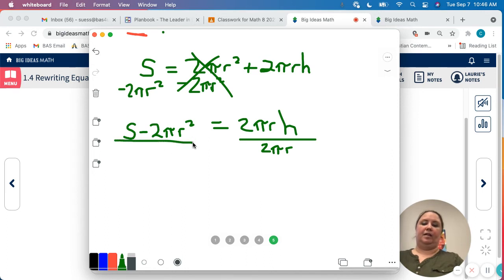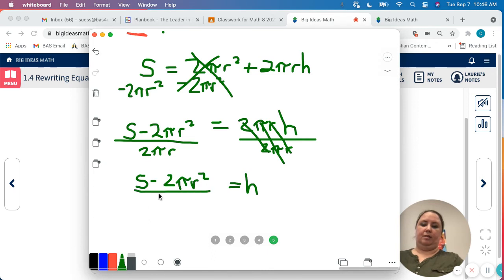And divide everything over here by 2 pi r. So that cancels all of these things, and I'm left with just h equals, and then I just write s minus 2 pi r squared, all divided by 2 pi r. That's it. Yay. You're done.